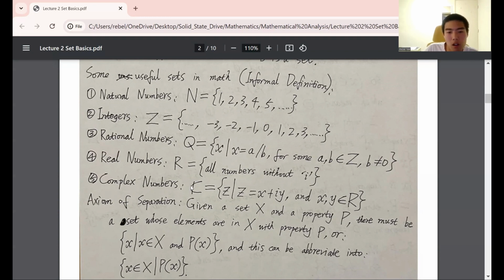And a complex number is denoted by C. Usually some people write a C; I like to write C with a vertical line. It is in the form of z equals x plus iy, and x and y are real numbers. All right, and I will use the notation N, Z, Q, R, C later in the course, so it means these things.